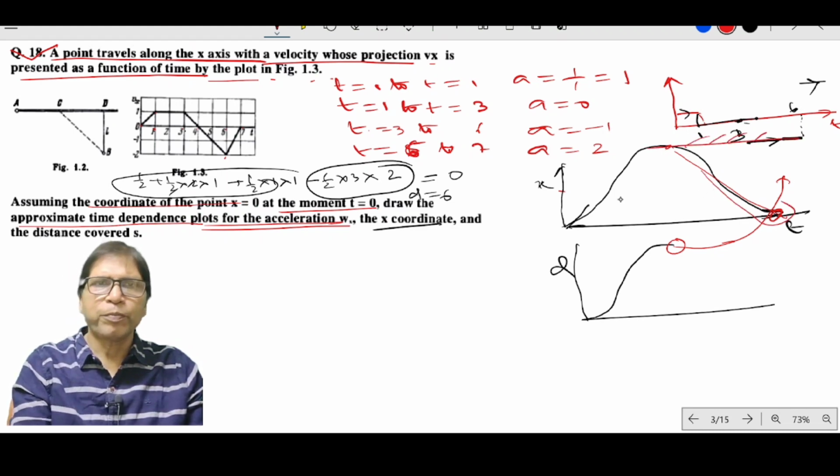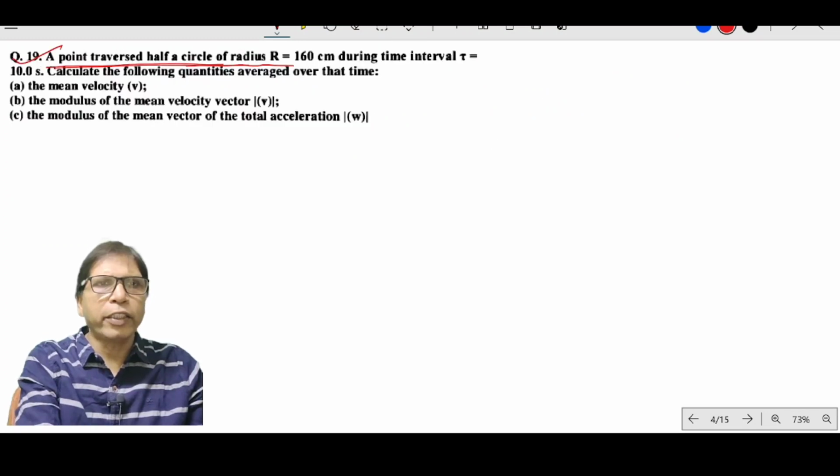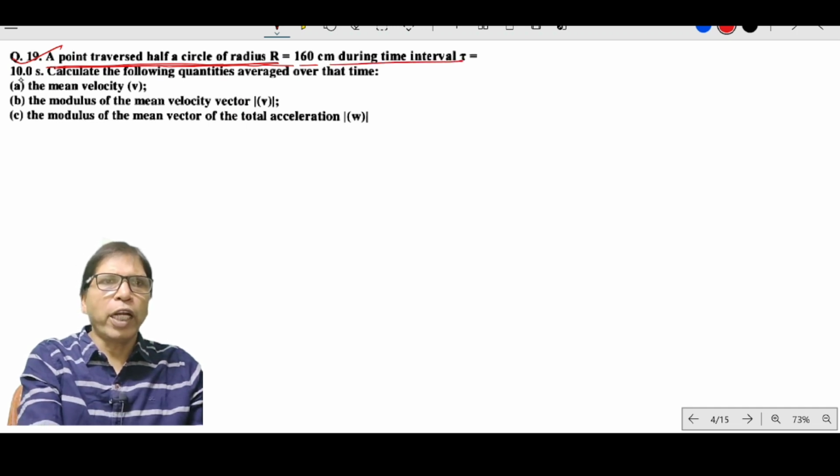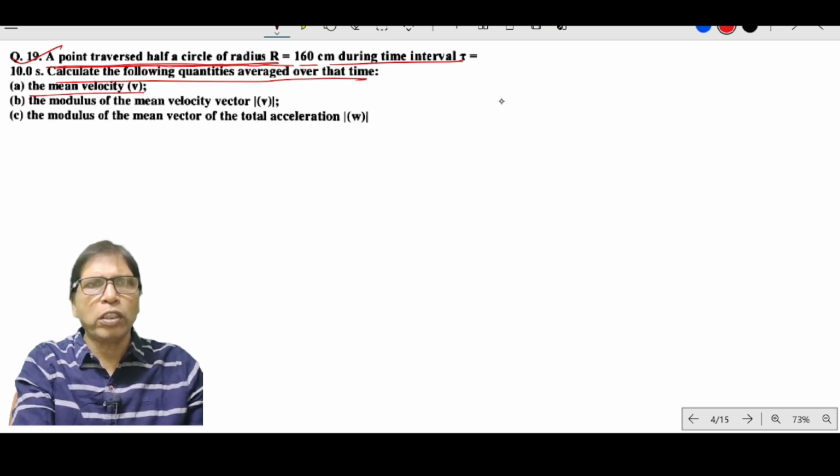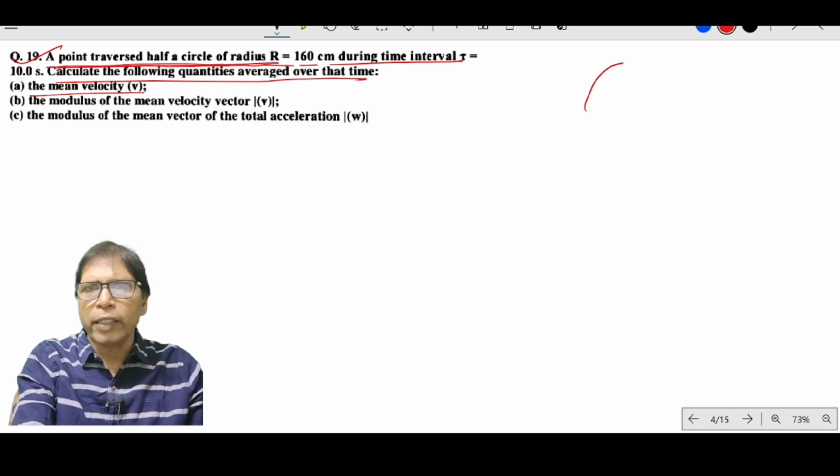This is question number 19. A point traverses half a circle of radius r equal to 160 centimeters during the time interval tau equal to 10 seconds. Calculate the following quantity averaged over that time: mean velocity. Look at this, mean velocity, that means speed, in a semicircular path.